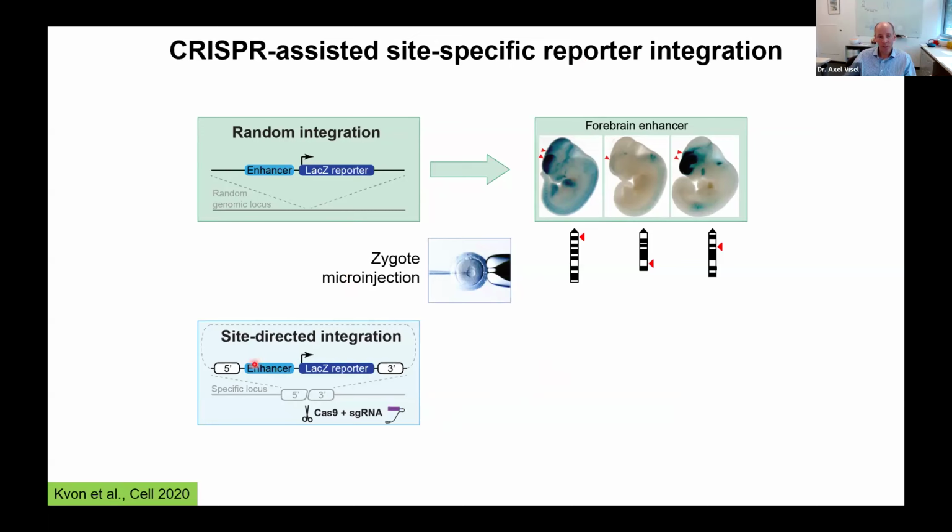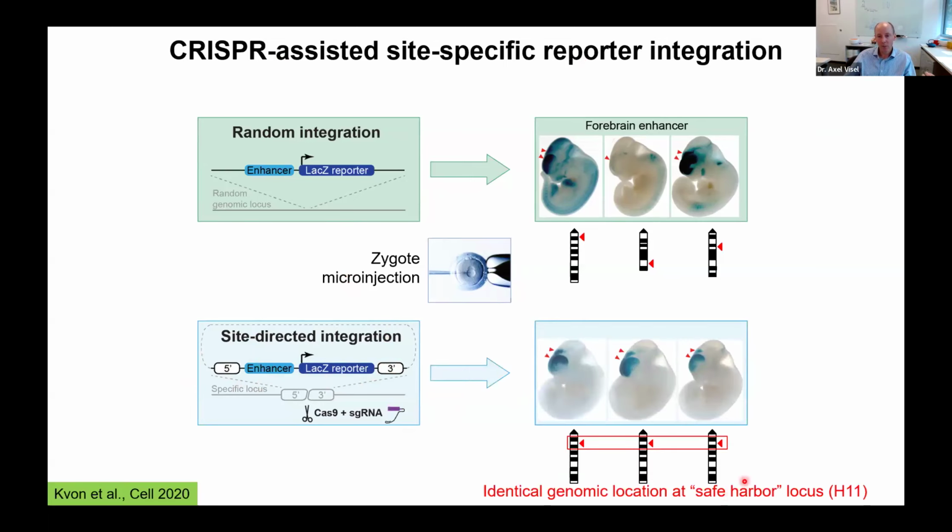The way this works is we take the same construct, but we flank it with homology arms that target a safe harbor locus. We tested different loci. The H11 locus was the one that worked best in our hands because it essentially never generates ectopic staining. So it's free of both repressive and activating elements, and it gives you really clean results.